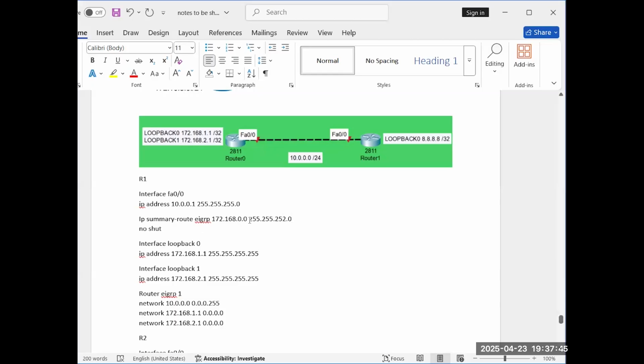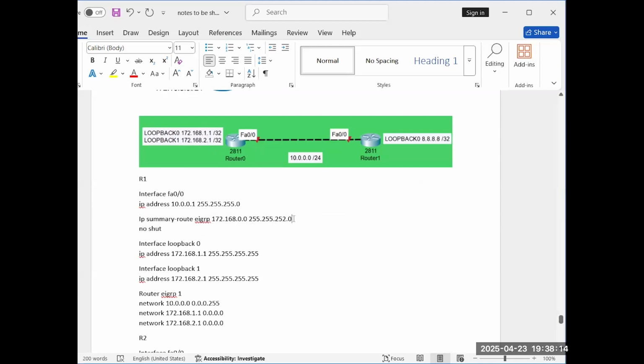So this is how a summary route I will mention, because the network bits are getting changed over here. So over here it is same, over here it is same. Only here it is getting changed, right? And for that, I need to check what is the subnet mask. When I calculated it, the subnet mask is 252. So this will be the summary route.